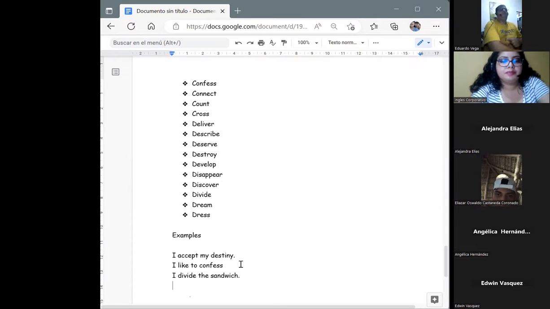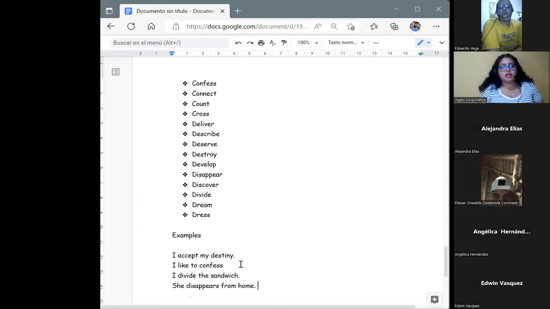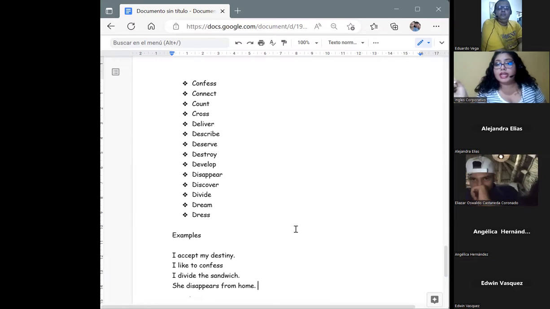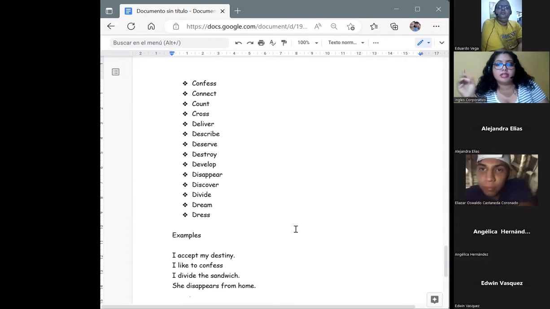I disappear. In this case, we are going to change. She disappears from home. Ella desapareció de casa. In this case, remember, when you are using the third person of the singular, cuando utilicemos la tercera persona del singular, vamos a agregarle S al verbo en presente. Es la regla que usted tiene que agregarle ES o simplemente una S a los verbos cuando utilicemos he, she, and it. En el caso de que estemos utilizando algún auxiliar, pues ahí ya no se aplica. Pero en este caso, si utilizamos los verbos en presente, sí le vamos a agregar S al final del verbo.